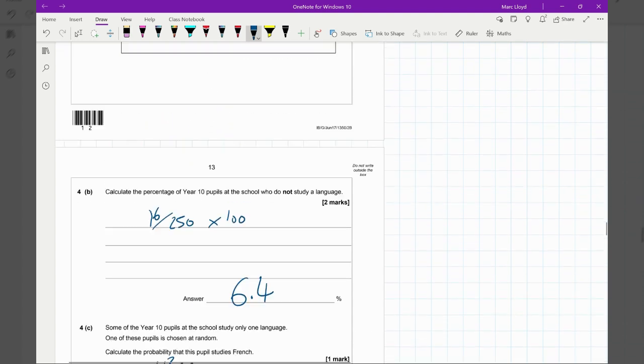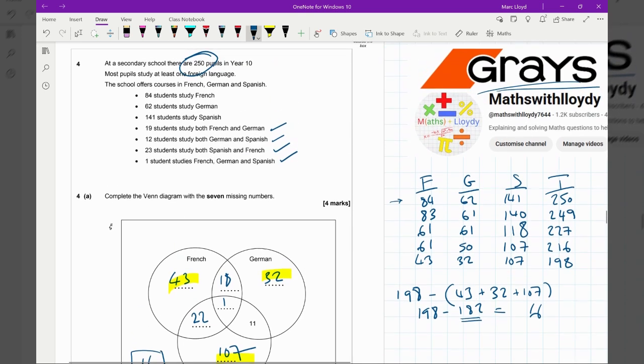We've got 7 marks on this one. So Venn diagram, 7 marks. Really good opportunity for you to score big in this paper.